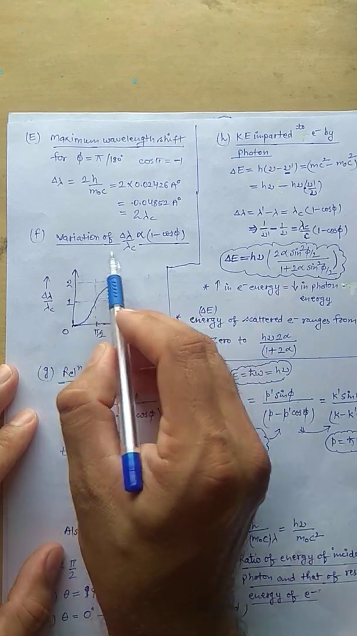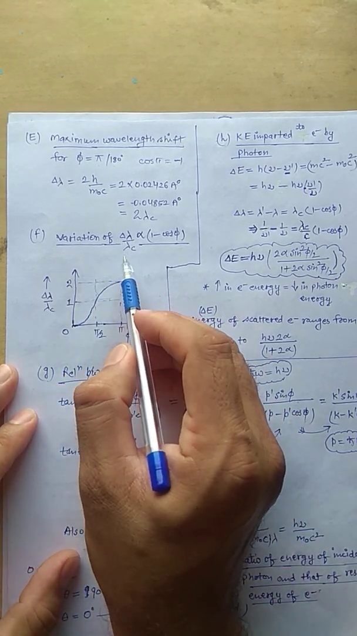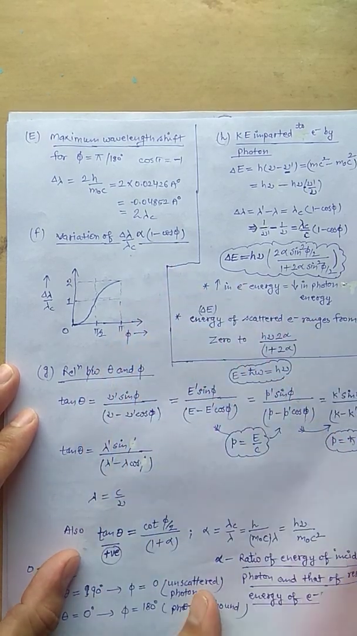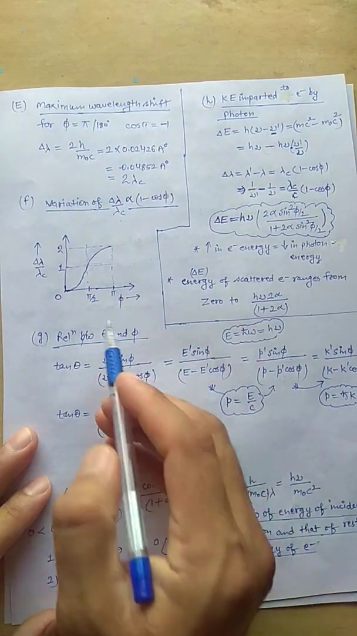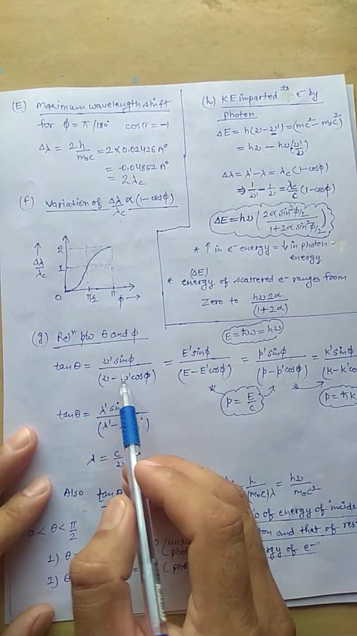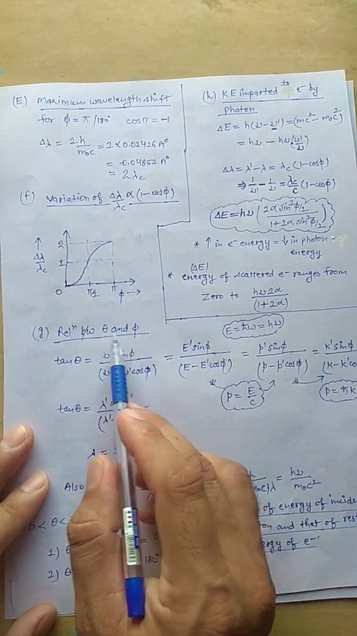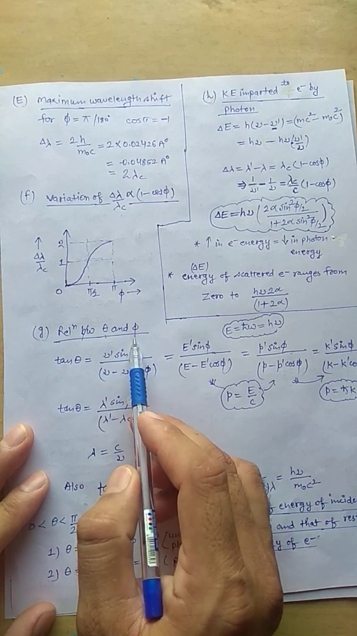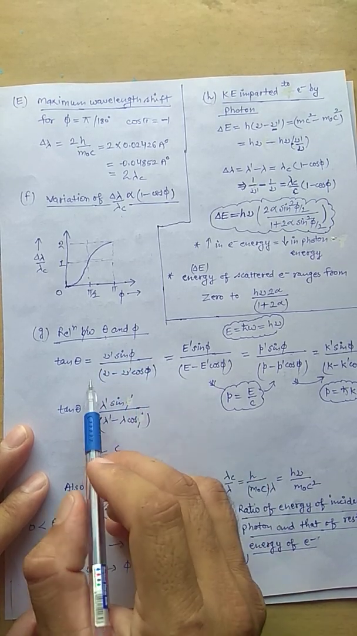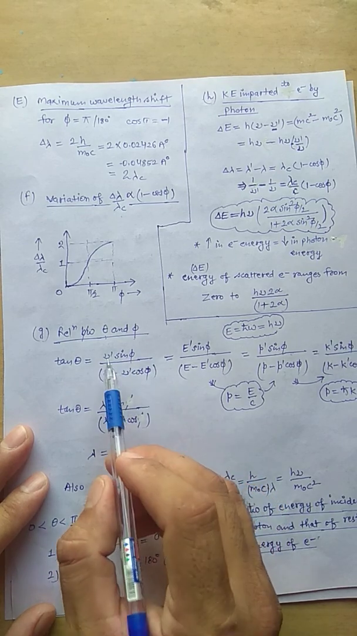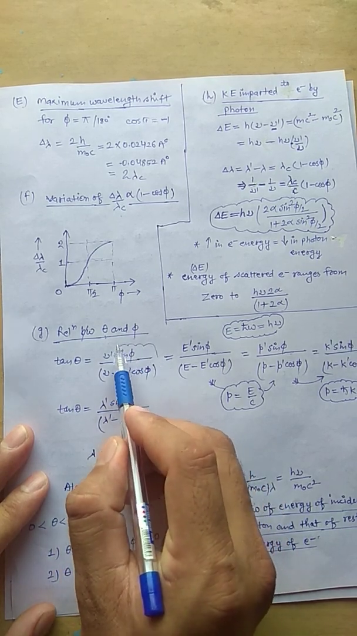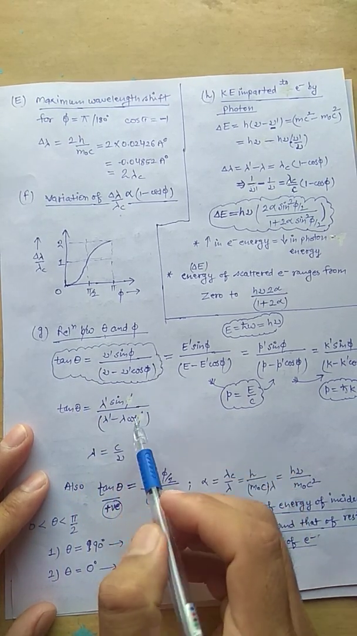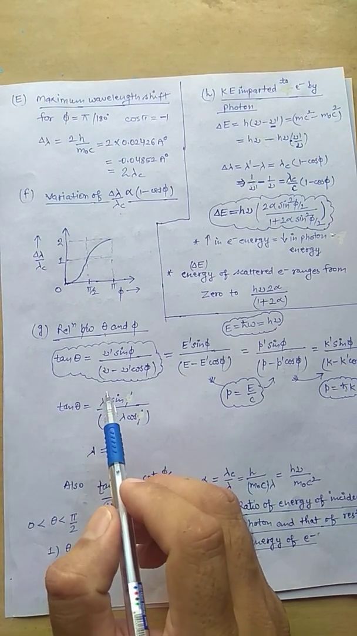And then we will see the variation of delta lambda, or shift in the wavelength by Compton wavelength, which is a function of 1 minus cos phi. You can see on the previous page how the variation will be. The relation between theta and phi: theta is the angle of recoil of the electron, and phi is the angle of scattering of the photon, and this is how they are related to each other. You can obtain this formula by solving the equations for conservation of momentum along x direction and y direction.